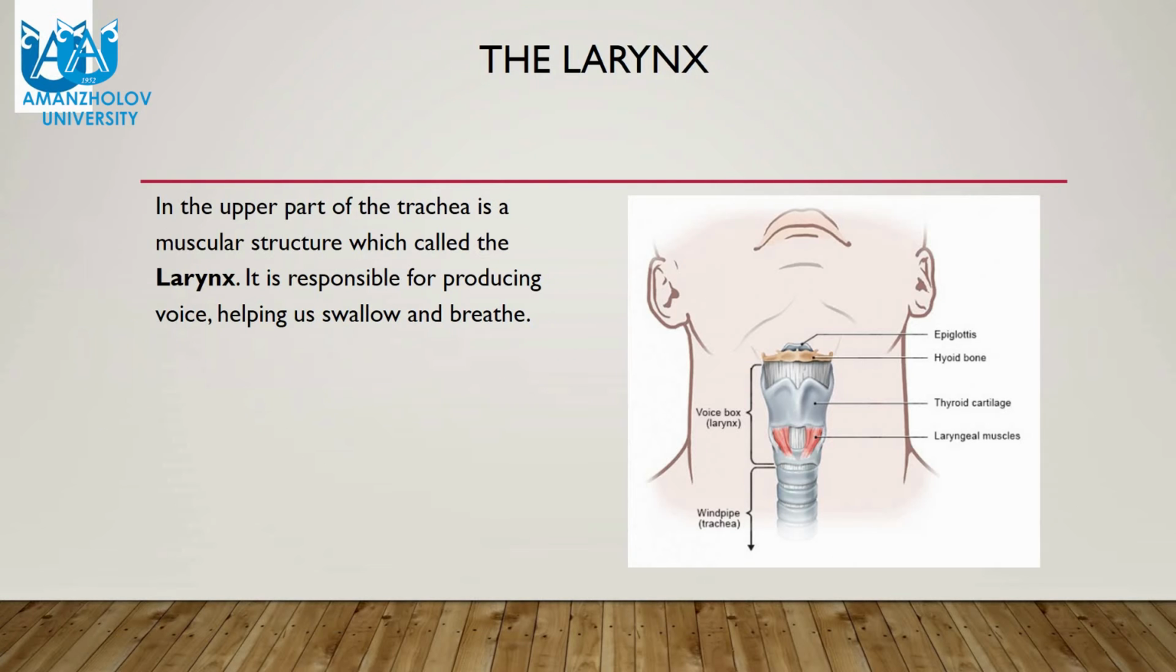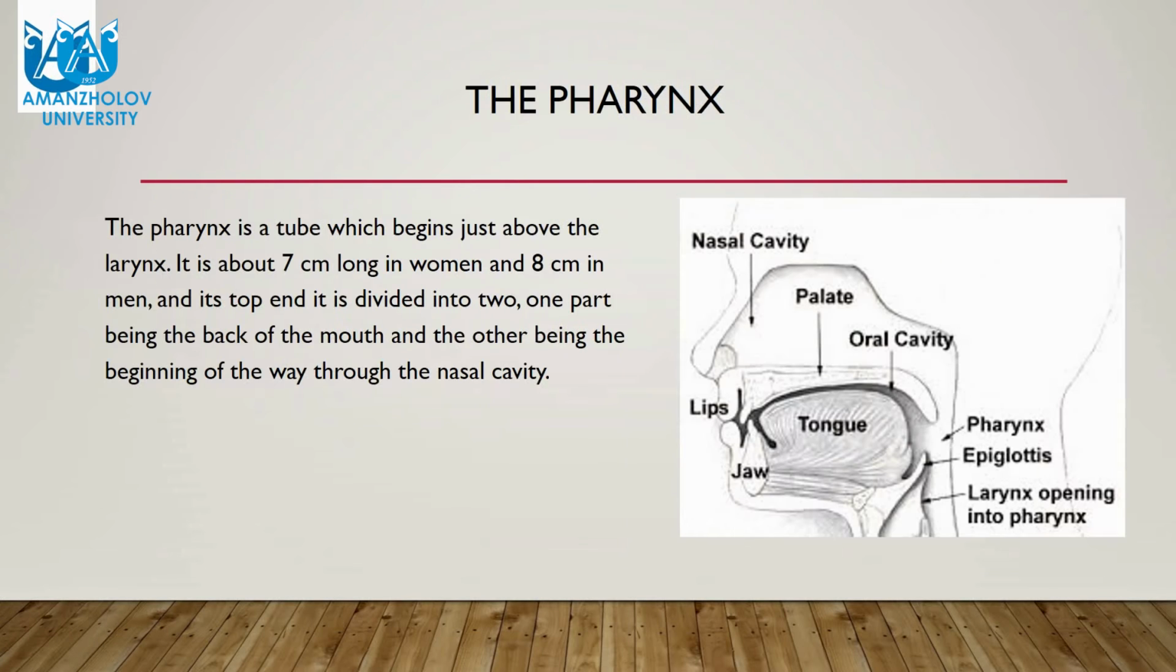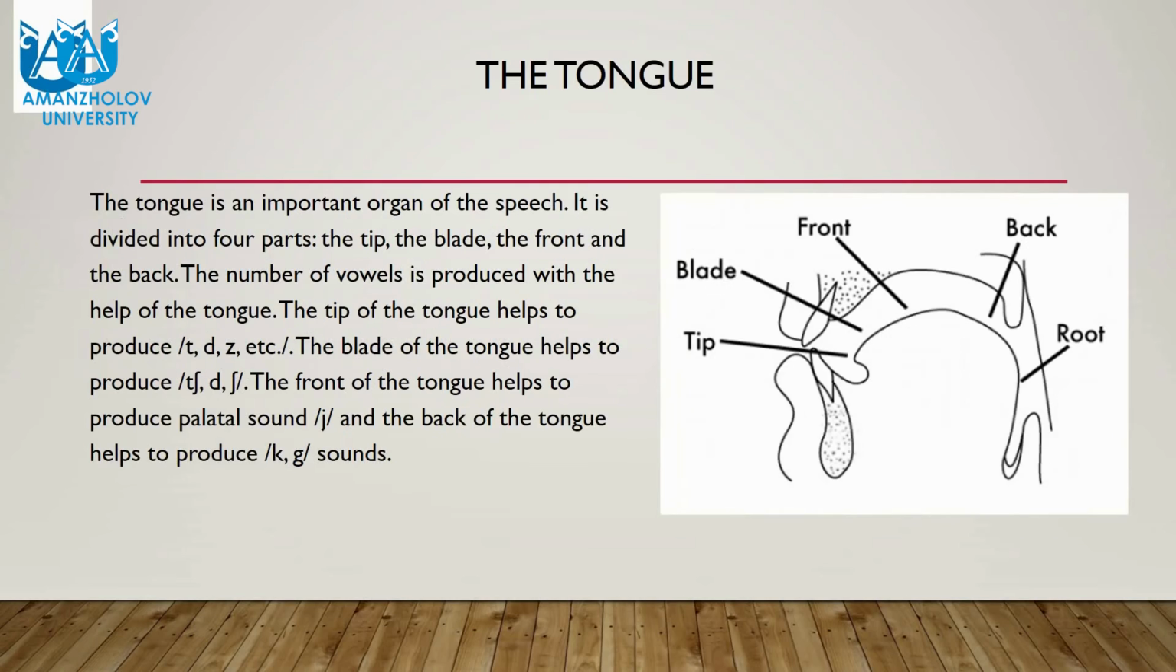The larynx. In the upper part of the trachea is a muscular structure which is called the larynx. It's responsible for producing voice, helping us swallow and breathe. The pharynx. The pharynx is a tube which begins just above the larynx. It's about 7 cm long in women and 8 cm in men. Its top end is divided into two, one part being the back of the mouth and the other being the beginning of the way through the nasal cavity.